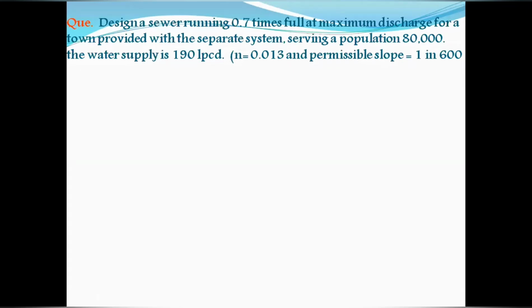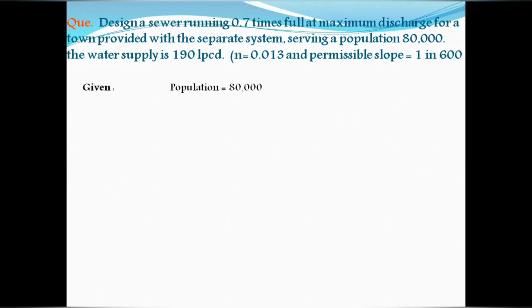That means when the discharge is maximum, the sewer is running 0.7 times the total depth, for a town provided with a separate sewerage system serving a population of 80,000. The water supply is 190 LPCD, the value of Manning's rugosity coefficient is 0.013, and the permissible slope is 1 in 600, that is 1 by 600.